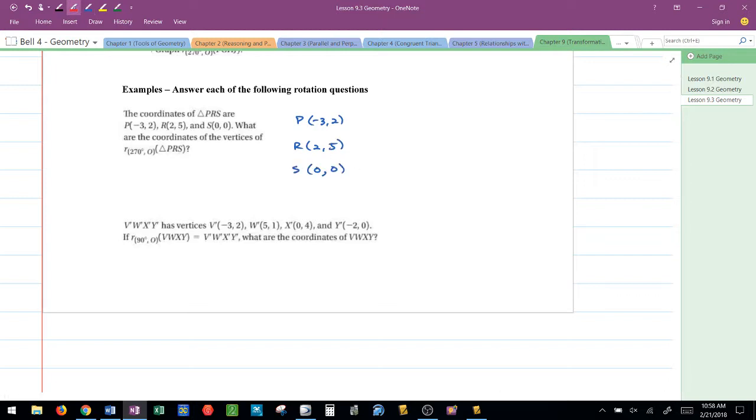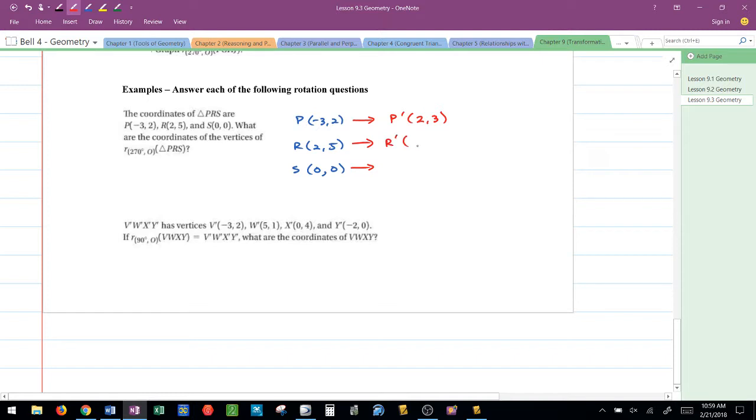Now, I know 270 is going to move these things 3 clicks, I like to think of it. All right, so I know that negative 3, 2 is in the second quadrant. It's going to rotate 3 quadrants, so it'll end up in the first. I know those are positive, positive, but I also got to remember with a 270 switch. So P prime is going to be at 2, 3.